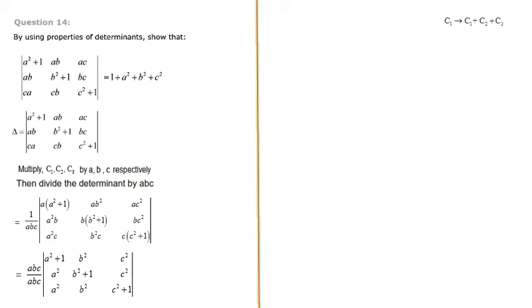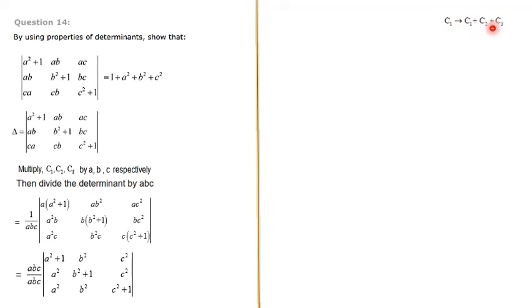You can check. C1 changes to C1 plus C2 plus C3. That means if you add C1, C2, C3, that is a square plus 1 here, b square here, c square there. If you add these three, you will get 1 plus a square plus b square plus c square.